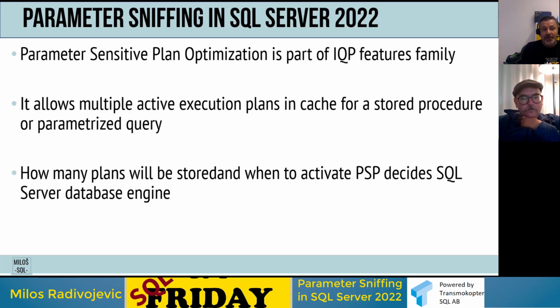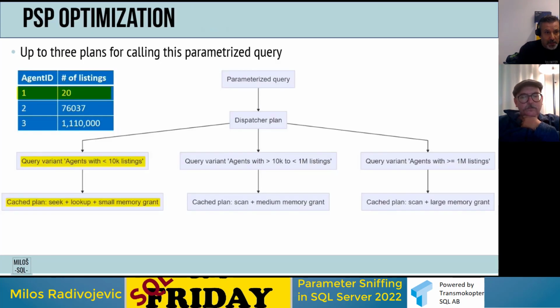And how many plans? It's up to 3. But I did not find strict documentation saying it could not be more than 3. It's exactly 3 or something, it could be more. When this parameter sniffing optimization will be activated, and how many plans and which boundaries, it's up to the SQL Server database engine. I did not find strict documentation confirming that these are exactly the values, this number of plans and these boundaries.